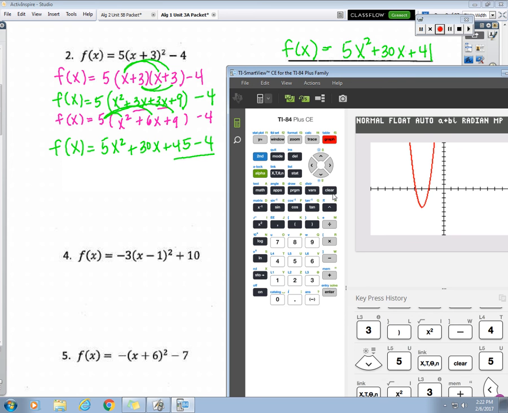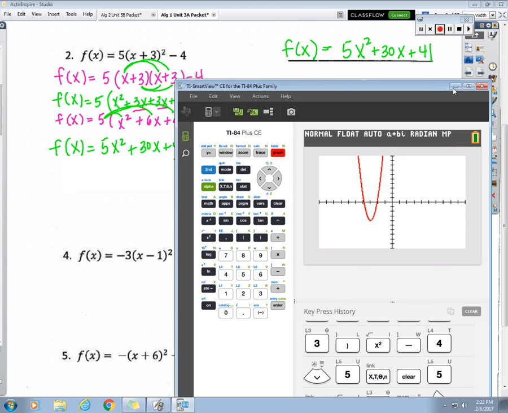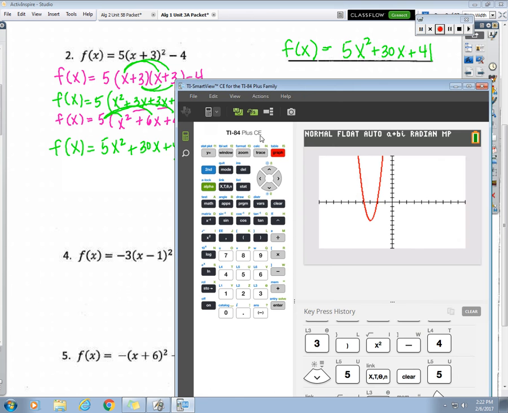See how I just covered it up? That means we did it right. It's the same equation, it's just two different formats. Also, let's think back to last week.